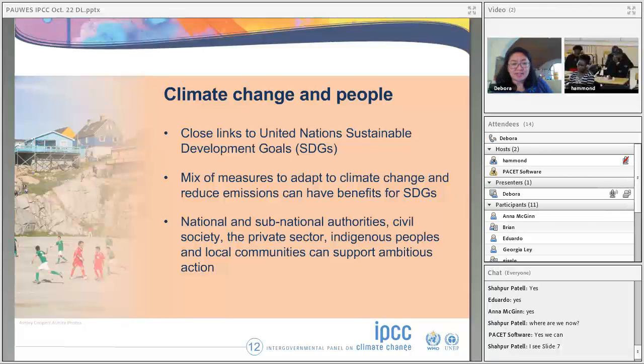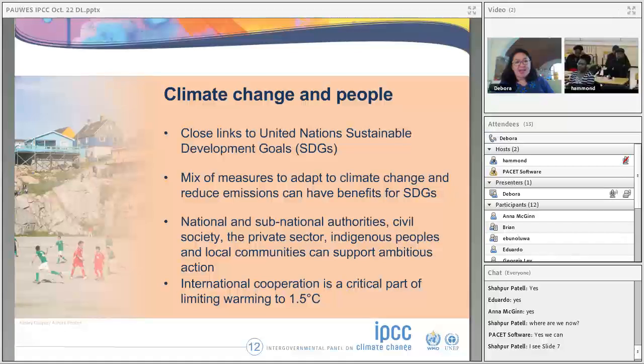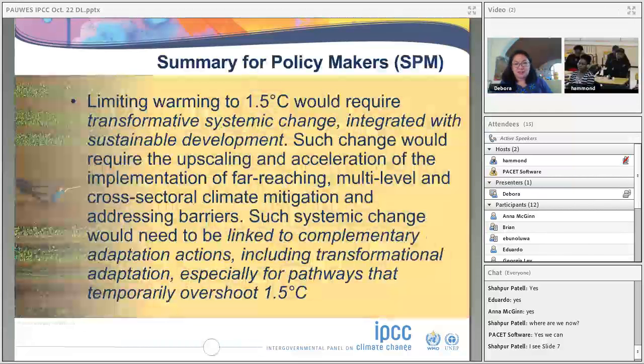To strengthen this response, we also need national and subnational authorities, civil society, the private sector, indigenous people, and local communities to support ambitious action, and also indicating that international cooperation is a critical part of limiting warming to 1.5 C.